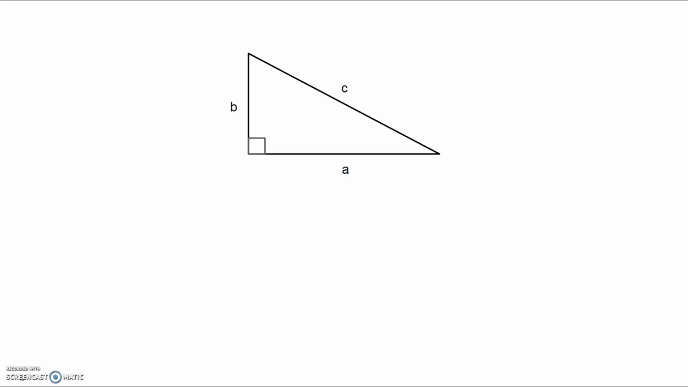First, we have a right triangle where the base's length is a, the height is b, and the hypotenuse is c. From the Pythagorean theorem, we know that the relationship between a, b, and c is that a squared plus b squared equals c squared.